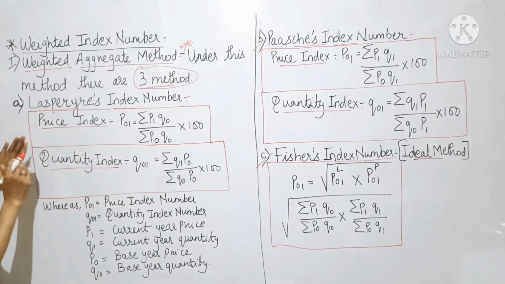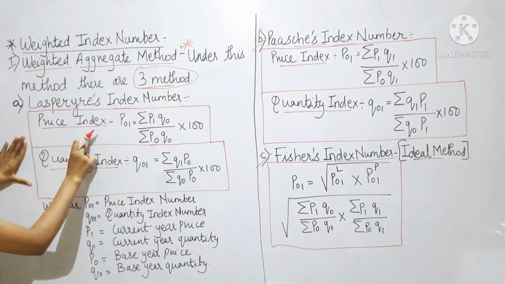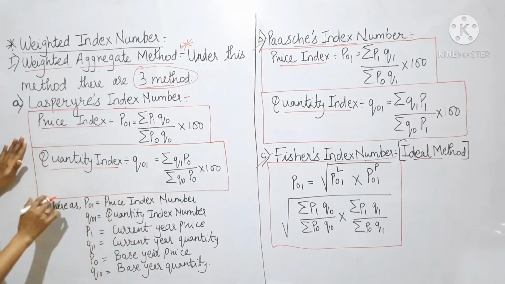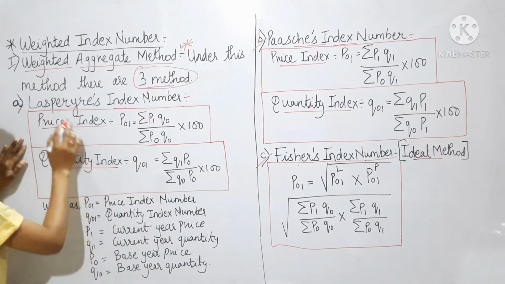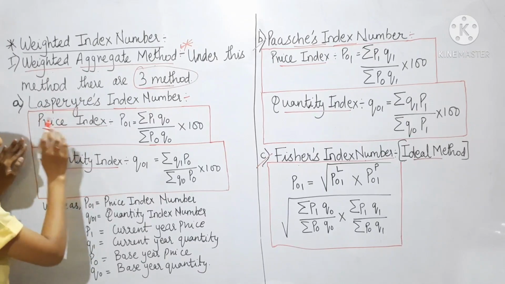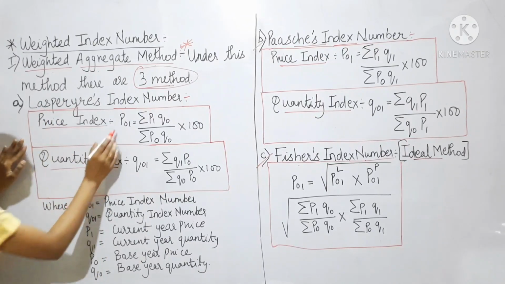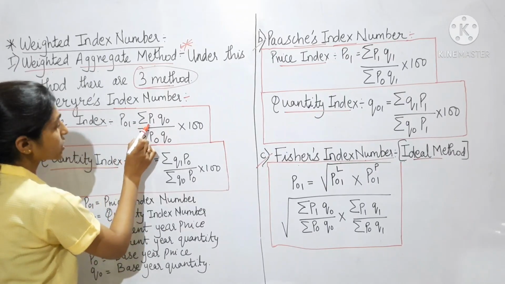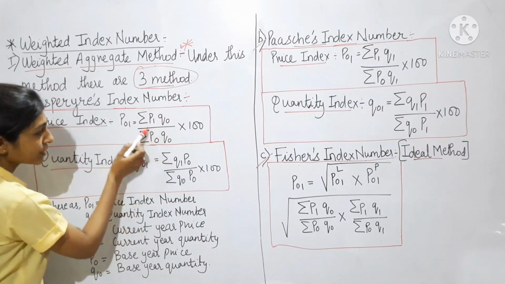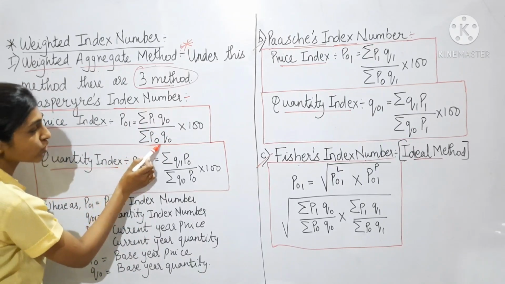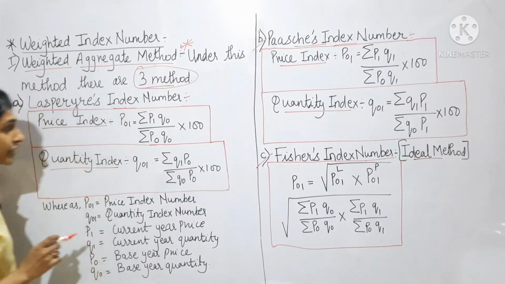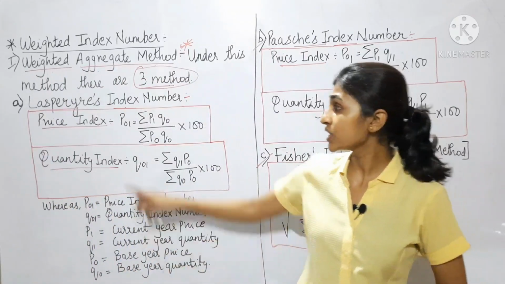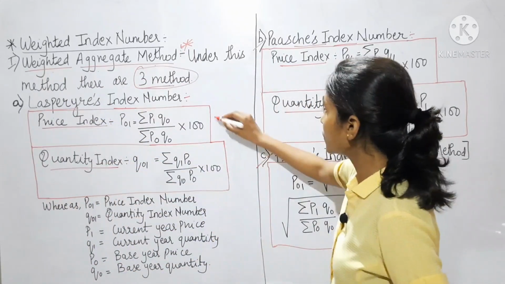First, if you want to find the price index number by using the Laspeyres method, the formula is P01 equals summation of P1 Q0 divided by summation of P0 Q0, multiplied by 100. If you want to find the price index number by the Laspeyres method, you will use this formula.